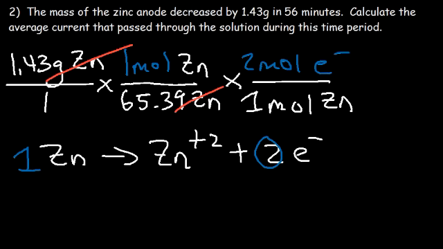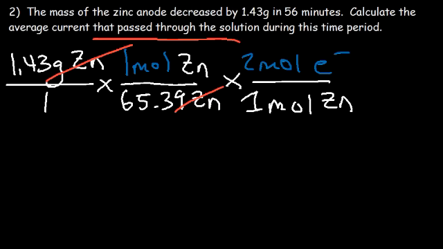Well, technically, the electrons don't really pass through the solution. They travel through the wire. So I guess I should have rephrased this problem in a better way. It's the ions that actually pass through the solution, but the electrons travel from the anode through the wire to the cathode.